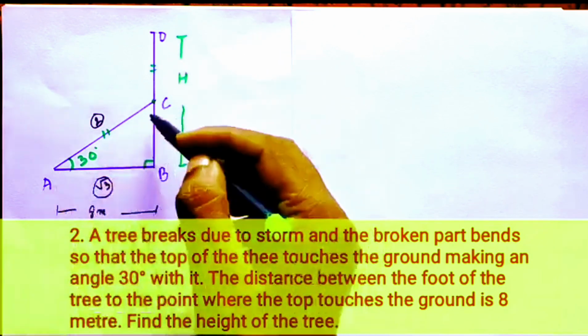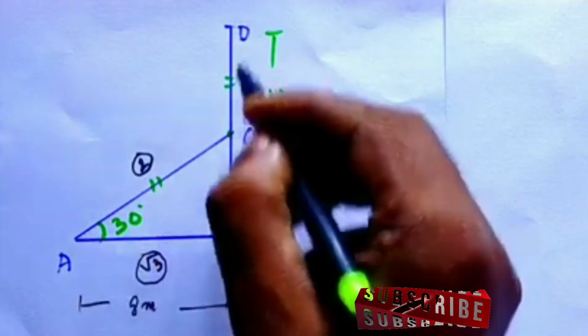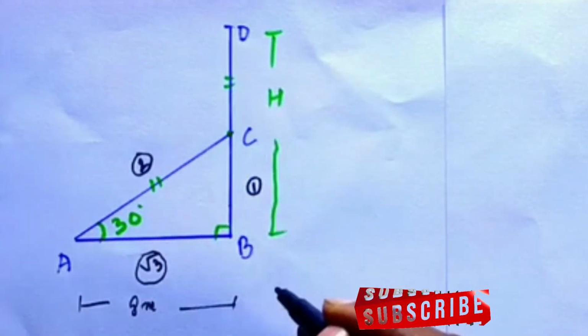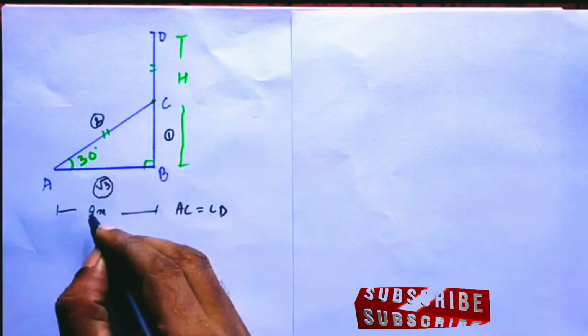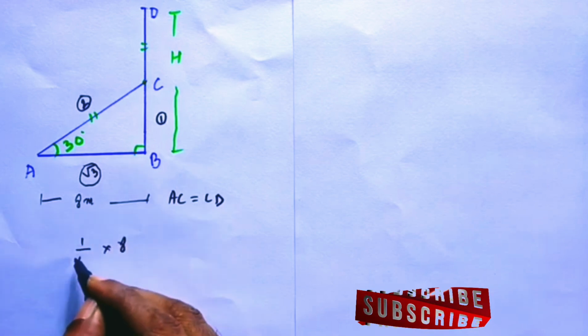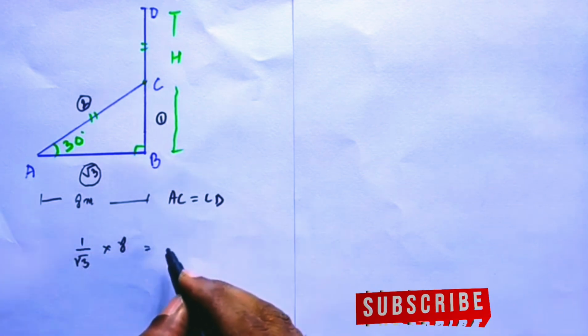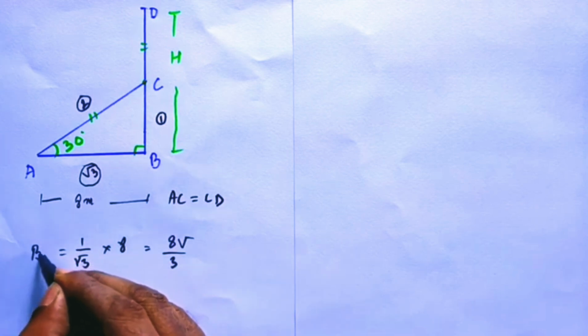CD is equal to SE. Now we have to find out BC and SE. If we add these two, we'll get BD. So we have SE equal to CD. That means we have to find out BC. So the ratio for the adjacent side is 1, the value is 8, and the ratio for the other side is root 3. So it is equal to 8 root 3 by 3, which is BC.